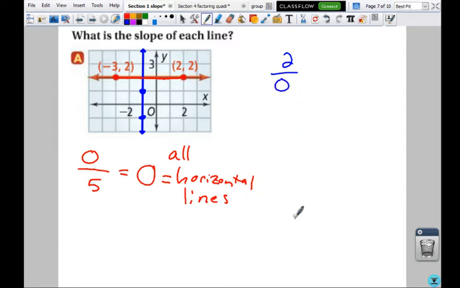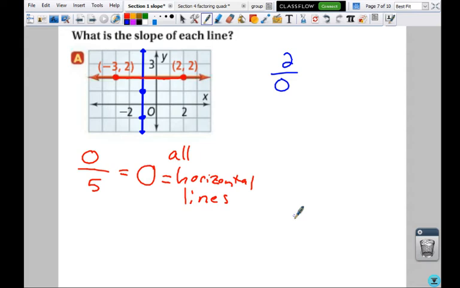What is 2 over 0? What's 2 over 0 really? Plug it in Desmos. Who's got Desmos? Plug it in real quick. 2 over 0 is undefined.